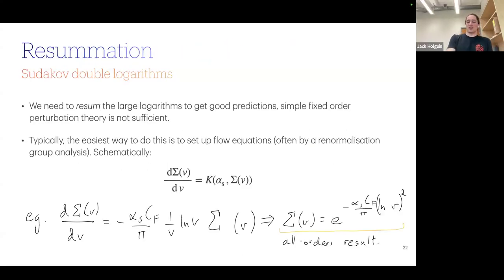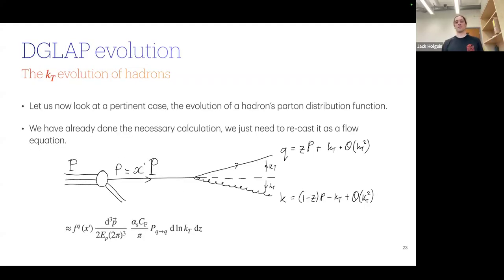Okay, so this is what that looks like in this particular observable. Let's now go on to the case of interest to us, which is a bit more complicated. We're talking about the evolution of the protons and factorizing that from a cross-section.